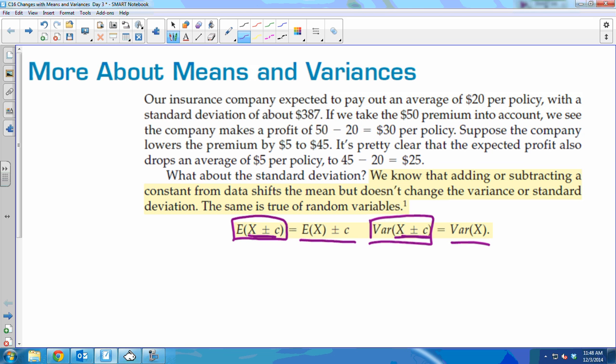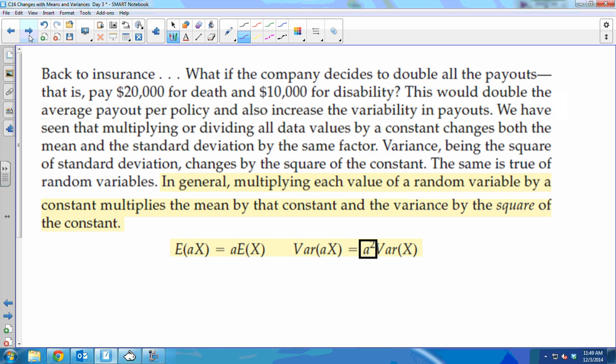So on this next screen, it says in general when you're multiplying a random variable by a constant, for the expected value you just multiply the expected value by the constant, no big deal. For the variance, when you're multiplying the random variable by a constant, you have to square that constant.